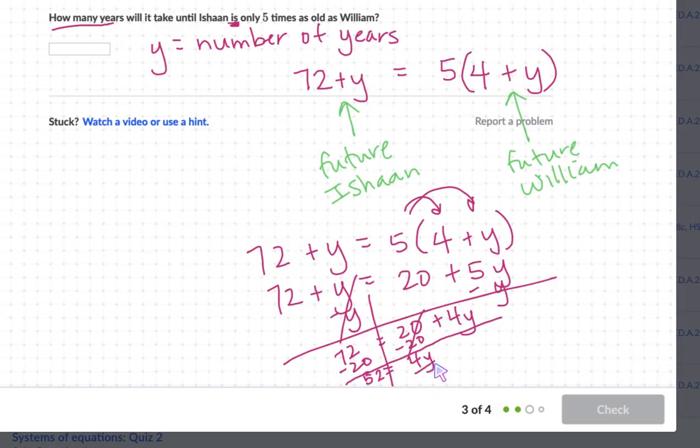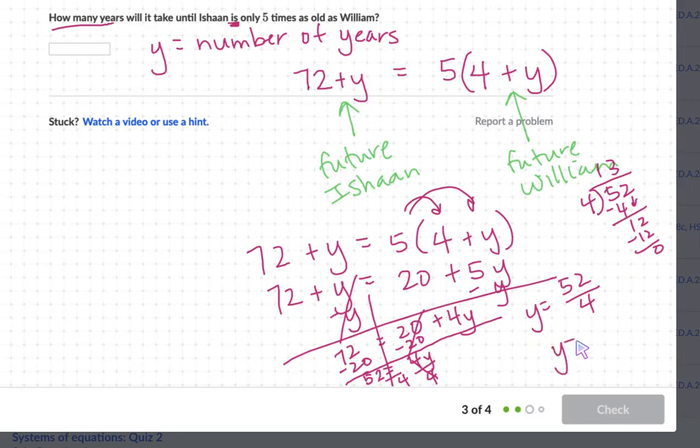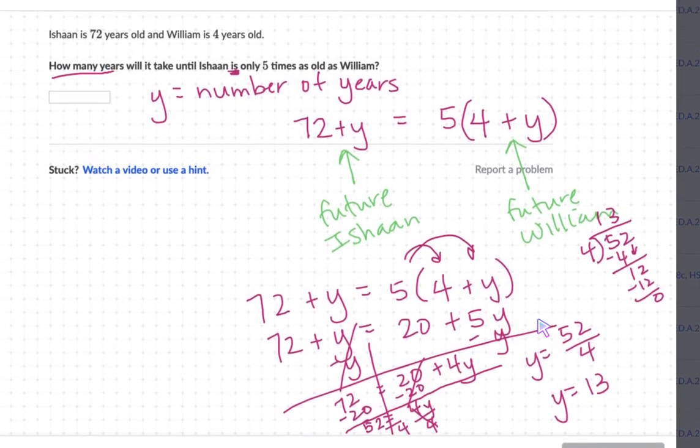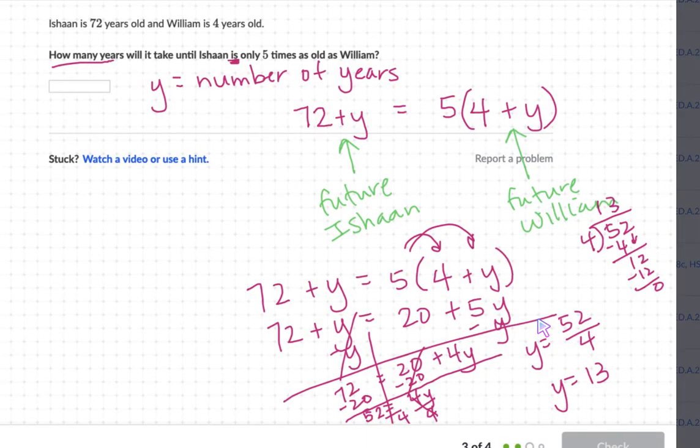So then I'm going to divide by 4 on each side. Running out of room there. So y equals 52 divided by 4. 52 divided by 4 is 1 over here. Bring down the 2. 13. So y equals 13. So we're saying in 13 years, Ishan will be 5 times as old as William.